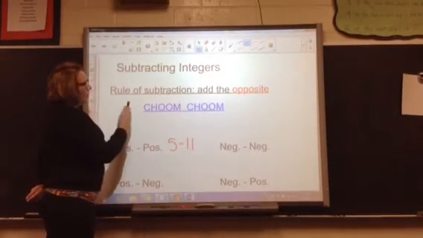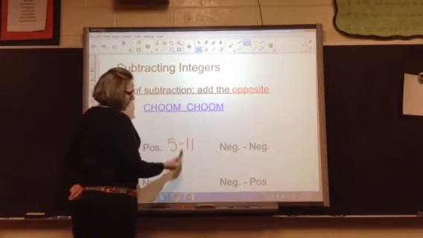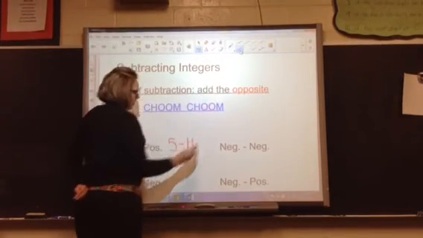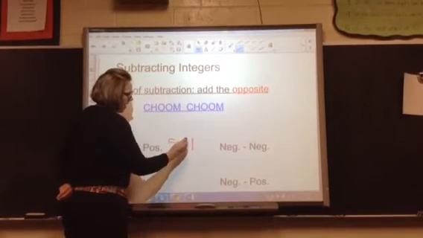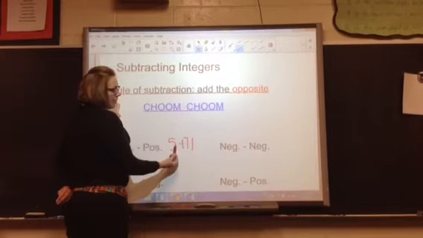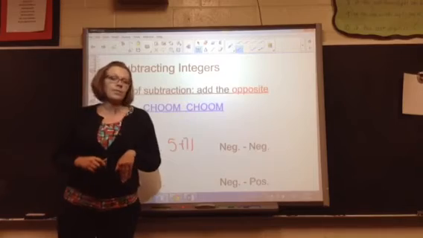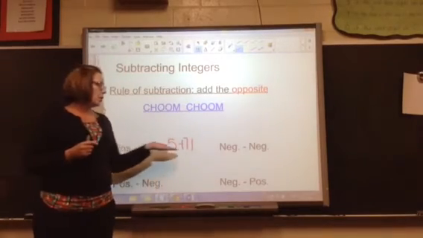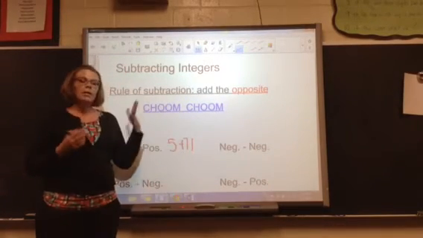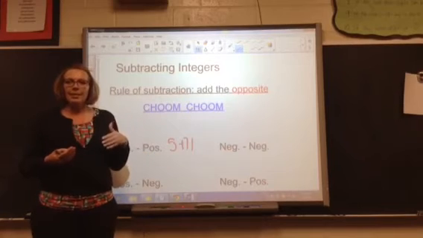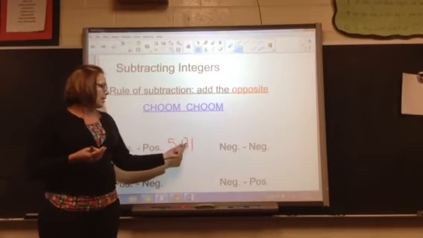So the rule says to add the opposite, meaning I'm going to turn this into addition. So I'm going to add the opposite. So then now that says 5 plus a negative 11. And then you learned from Ms. Phelps' video that when we use addition, the rule is same sign add and keep, different sign subtract.